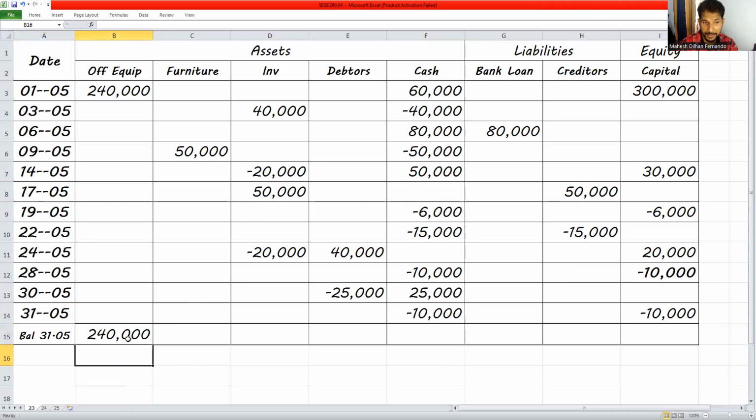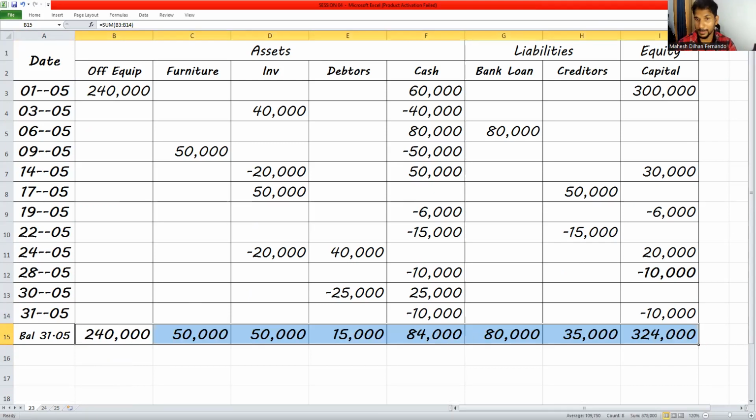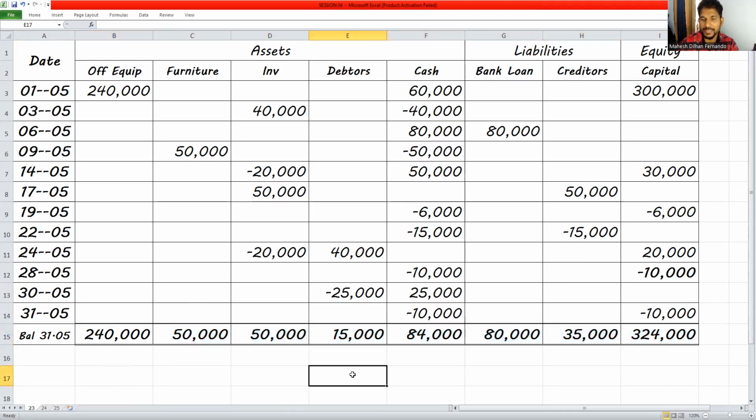I think you are right, good in maths. This is small maths here. Nobody should get these wrong, okay? These are small things. Let's check whether the assets is equal to the liabilities and equity.